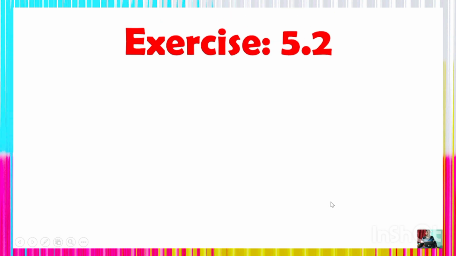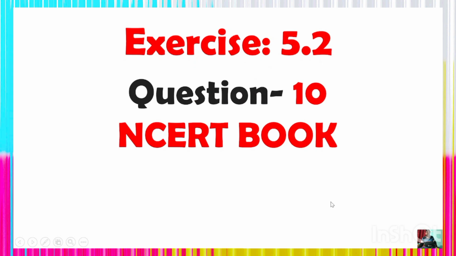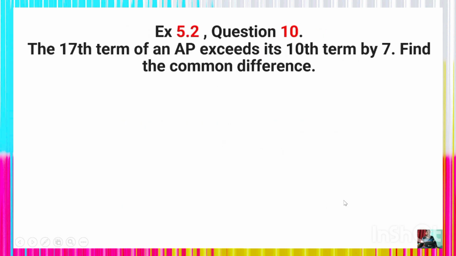Understand? So look at the problem here, exercise 5.2 question number 10 of the NCERT book, based on the concept of arithmetic progression. The 17th term of an AP exceeds the 10th term by 7. Find the common difference. This is one of the simple and fundamental problems I am going to discuss. Look at the solution here.